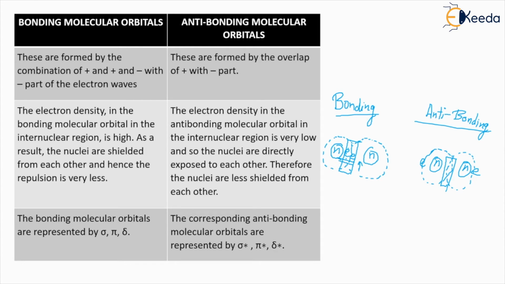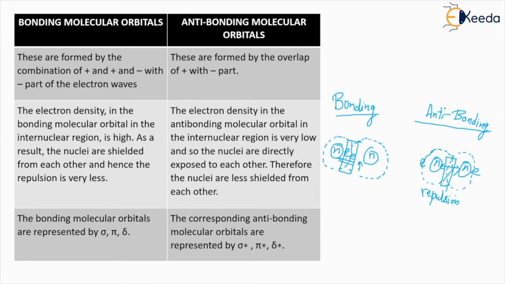The electron density in the anti-bonding molecular orbital in the internuclear region is very low, and so the nuclei are directly exposed to each other. If you see over here, the nuclei are directly exposed to each other. Therefore, the nuclei are less shielded from each other. This leads to repulsion because both the nuclei are positive, nuclei are powerful, they have protons, they have neutrons, so they are positive as well as powerful. Thus, this leads to repulsion.